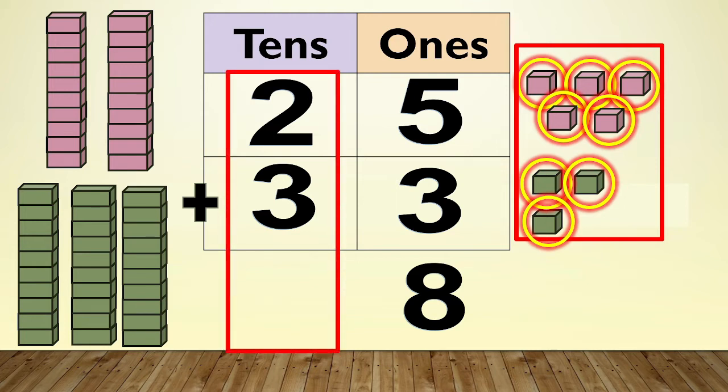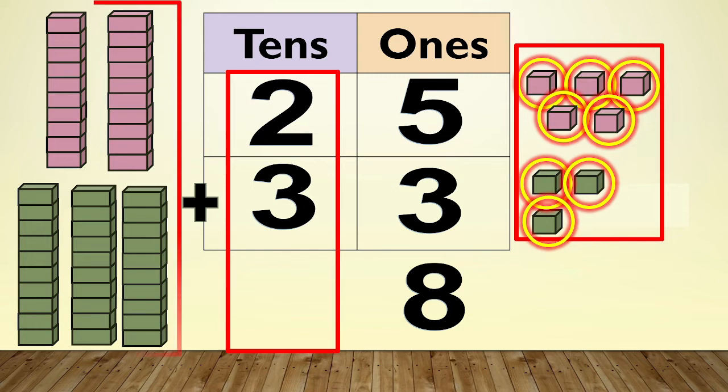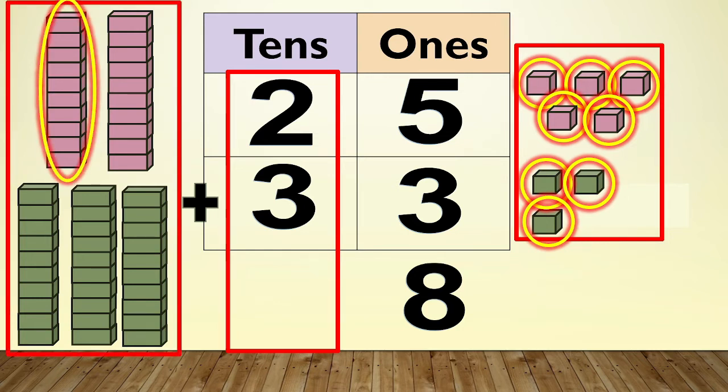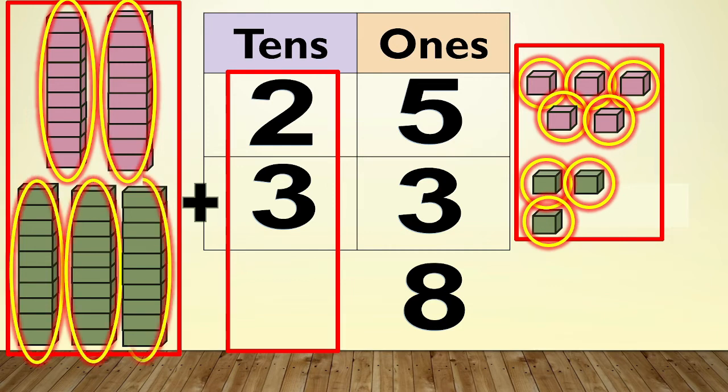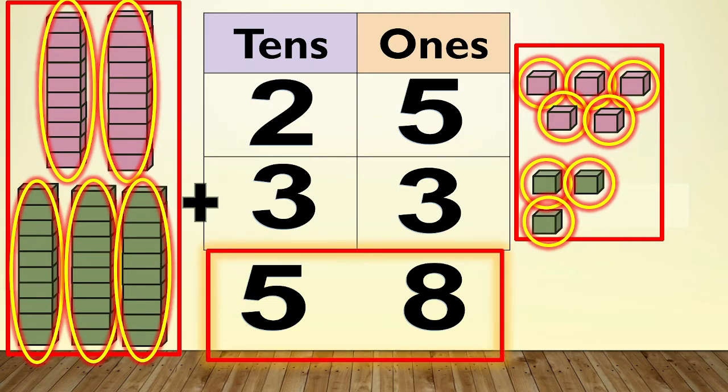2 plus 3 or 2 tenths plus 3 tenths. Let us count all the tenths together to find the answer. 1, 2, 3, 4, 5. The answer is 5. 25 plus 33 equals 58.